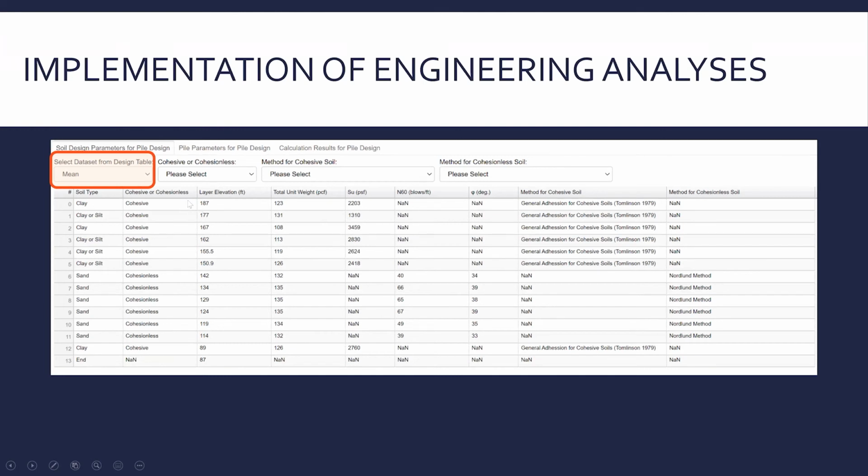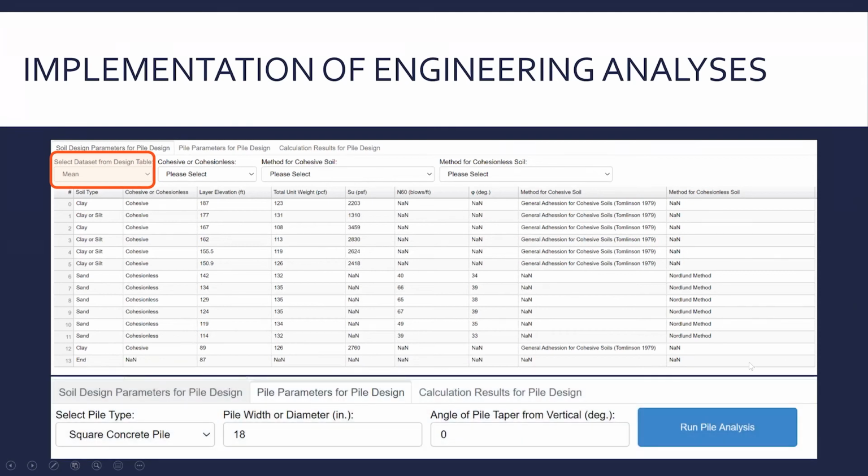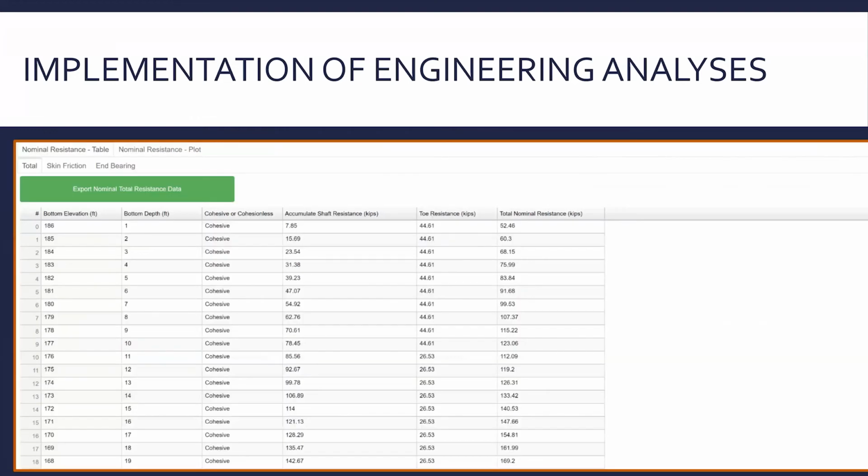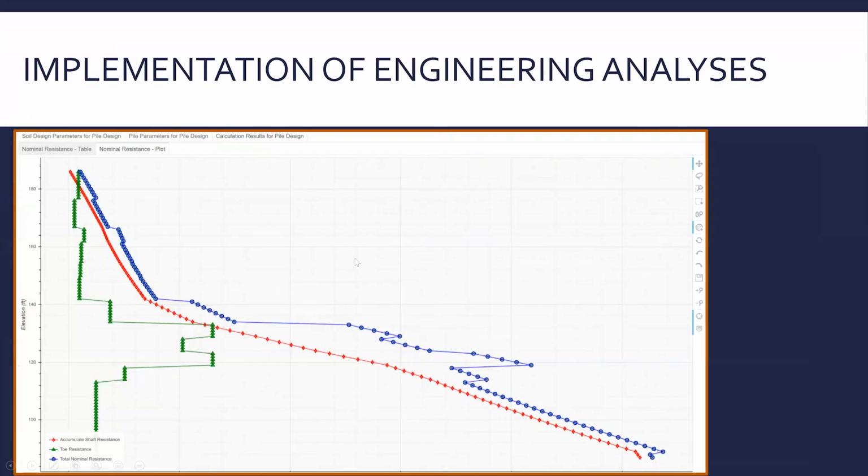So after specifying some pile properties, we can simply click the button to run some pile resistance analysis within a web browser. Here we can review the calculation results of the total nominal resistance, skin friction, and end bearing, and we can export them to an Excel spreadsheet if we would like to. Also, we can interactively review the resistance profile within this web tool.